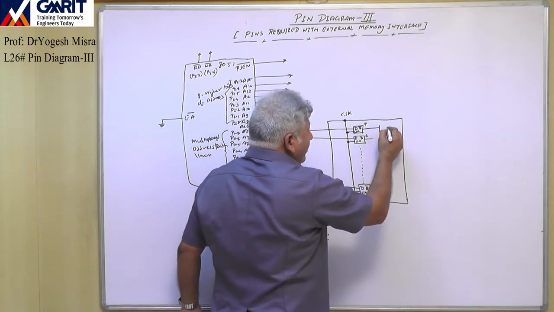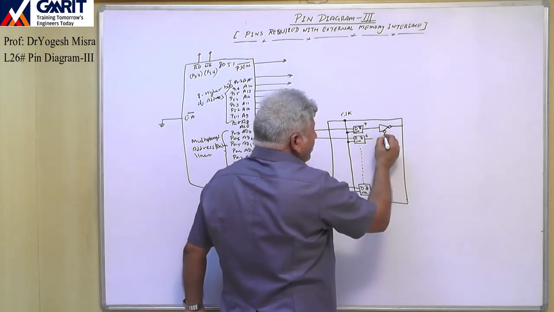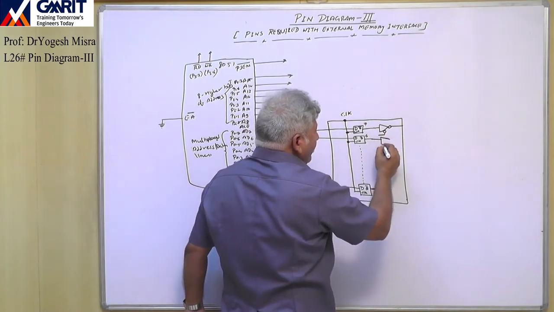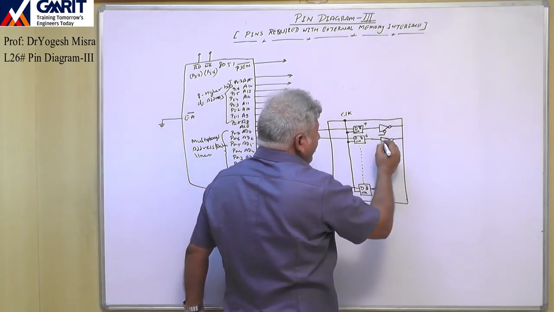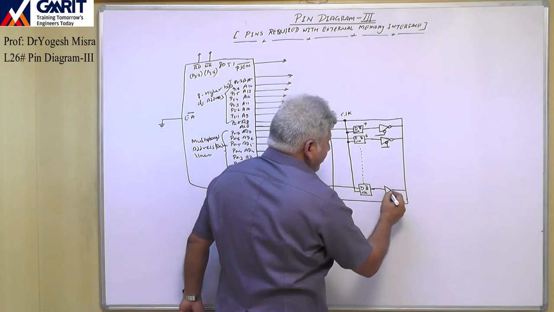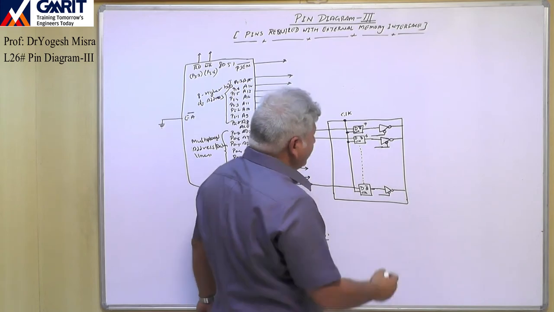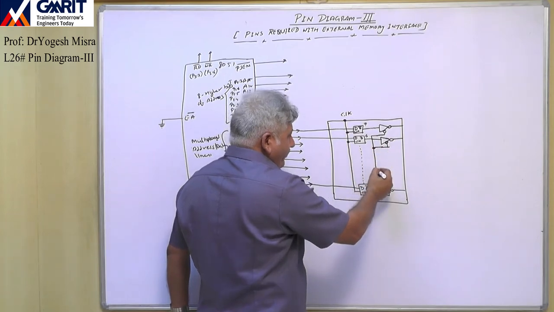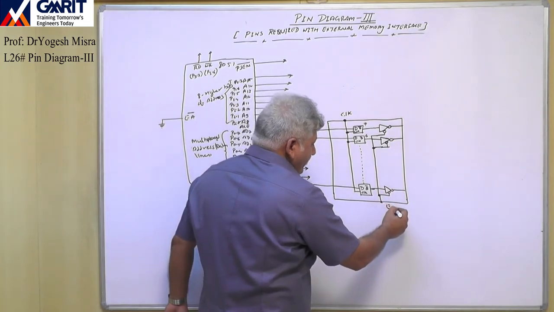So this is the inverter, with its bit 1 enable input. There is another inverter, with its enable input. Like this, there is the 8th inverter, with its enable input. And what is done internally is that all the enable inputs are joined together and are available here as one input called enable.